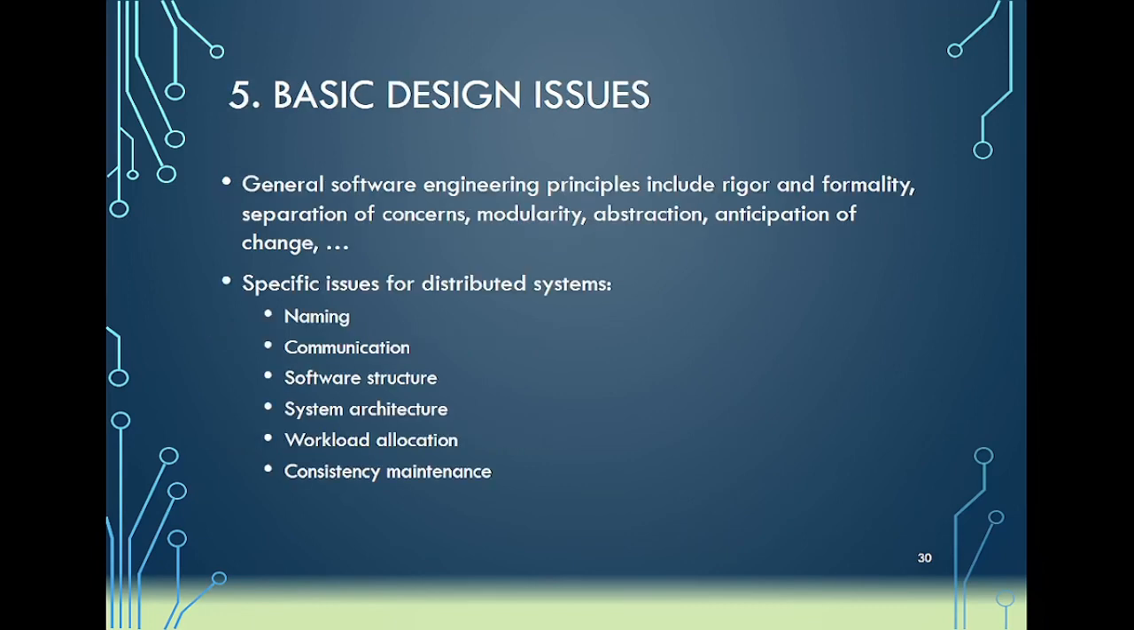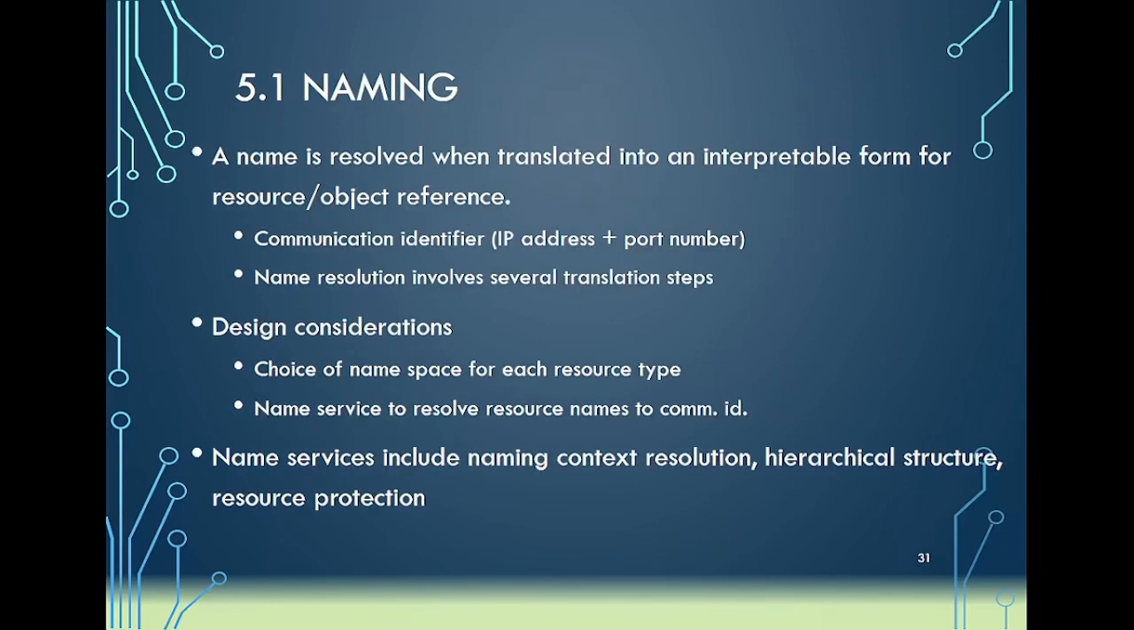Of course, we can't have a good distributed system without some kind of issues. The biggest component of a distributed system is how software has been implemented. Some specific issues for distributed systems might include naming, communication, software structure, system architecture, workload allocation, and consistency mechanism. So maybe you can take a look at these.